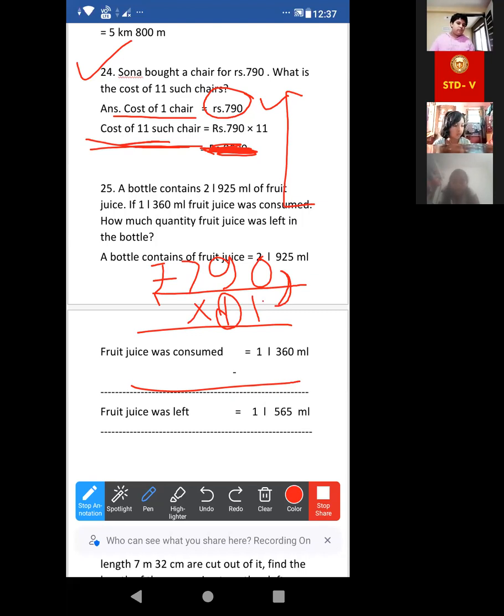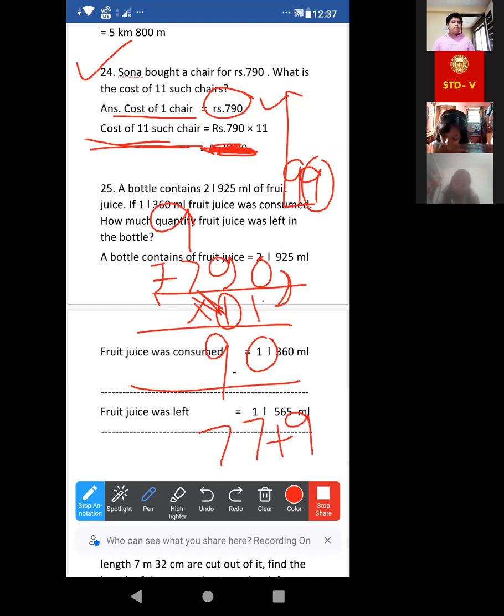So I am doing it in one step only. 11 times 0 is 0. 11 times 9 is 99, so this 9 will be there and 9 will be carried over. Then 11 times 7 is 77, 77 plus this carried over 9 is 86. So rupees 8690. Have you done?